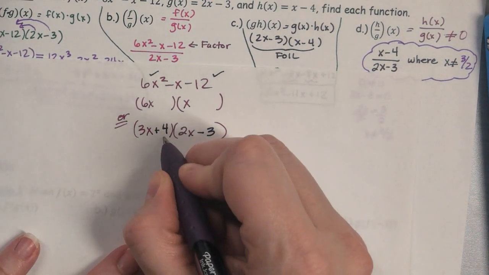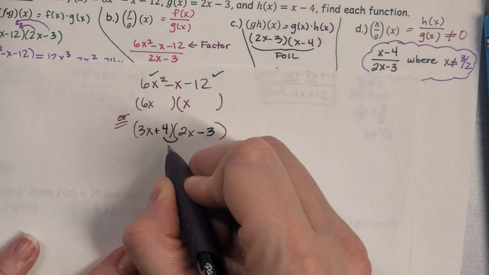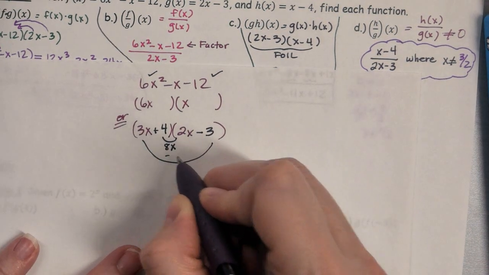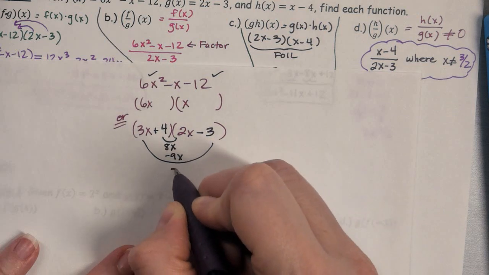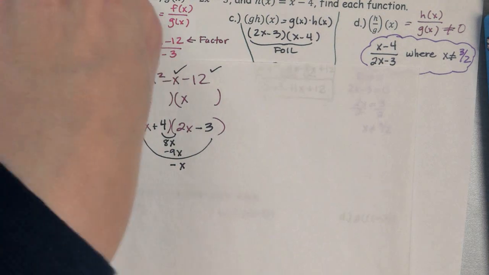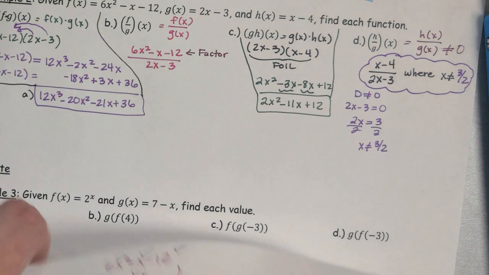Yep. And then we'll check the inside. 4 times 2x is 8x. 3 times negative 3 is negative 9x. So when you combine your like terms, you have negative x. Yep, so that checks out. Okay, so now we're going to write it in factored form.